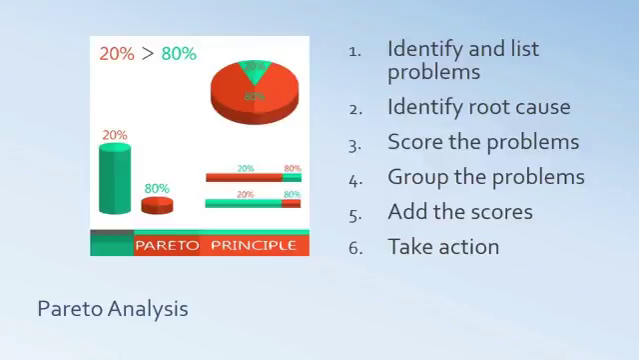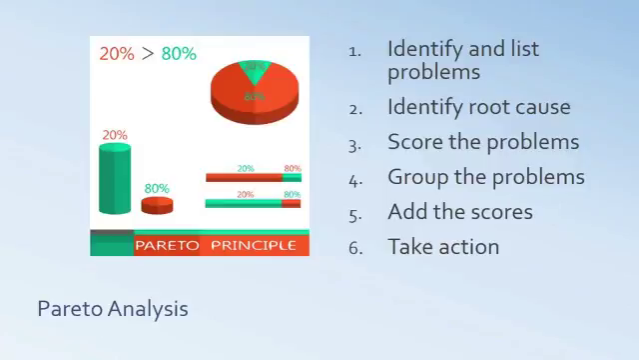Then, assign a score to each of the problems. The scoring method you choose to use will be dependent on the nature of the problem. It could be measured by a dollar figure, time lost, or even number of complaints you're receiving. The next step involves grouping the problems based on their root causes. In this step, you're looking for commonalities.